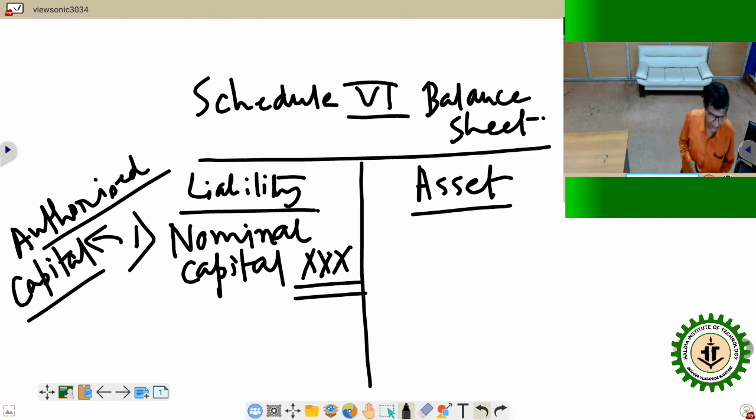So I think you have got a little bit of an idea here about what authorized capital is and why it is closed by the double line. Because it has no part in any calculation. It is just an item in the balance sheet which shows that this limit is the maximum limit for raising funds in the form of share capital. And that's all. So it doesn't have any direct implication for any calculation. That's why it's closed by the double line.